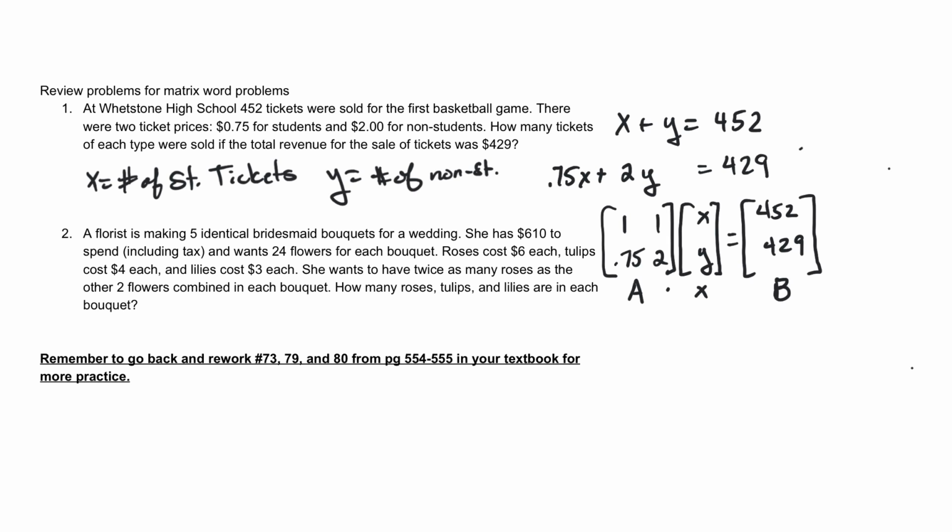In order for me to get rid of this, we have to multiply by the inverse on both sides, right? And so what we're going to do is type this into our calculator and solve that system of equations. Once I've solved it, I get X and Y on this side by itself because the inverse cancels out. And when you multiply the inverse times matrix B, we end up getting 380 for X, the number of student tickets, and 72 for the number of non-student tickets.